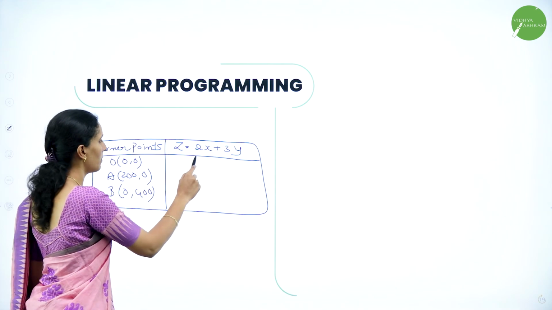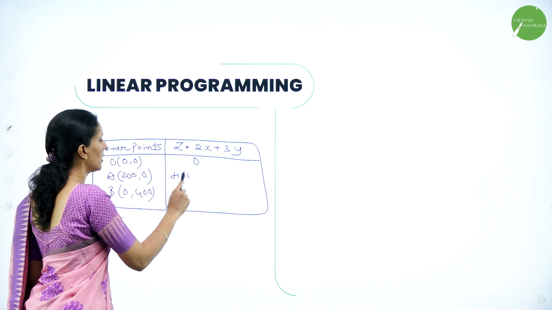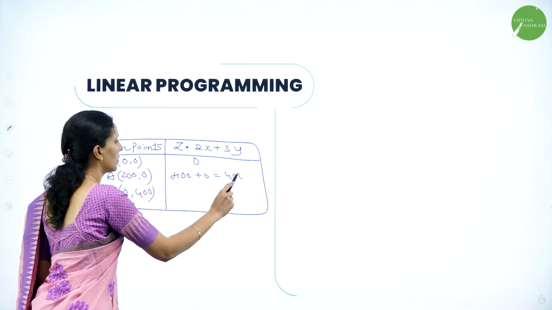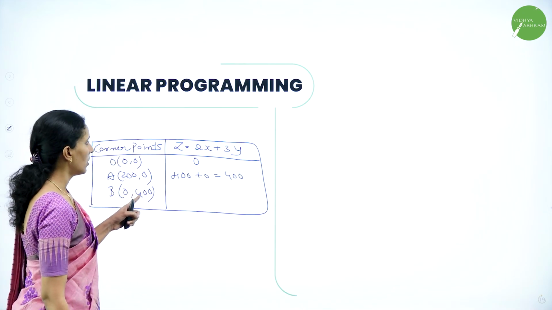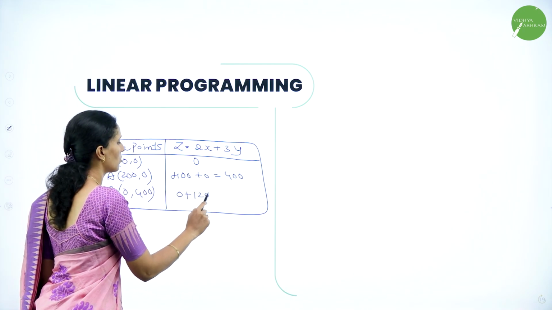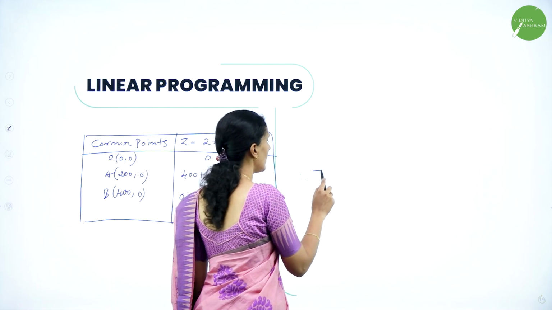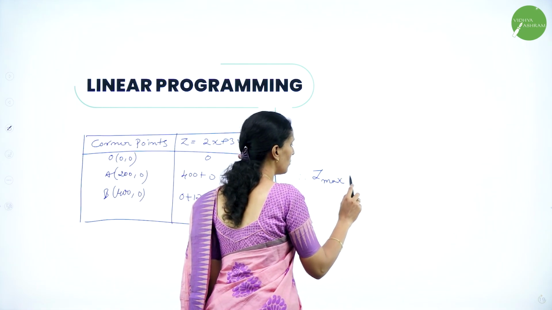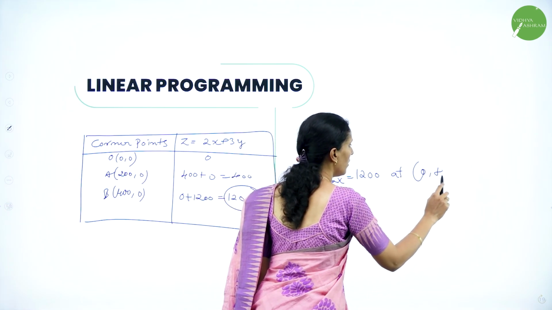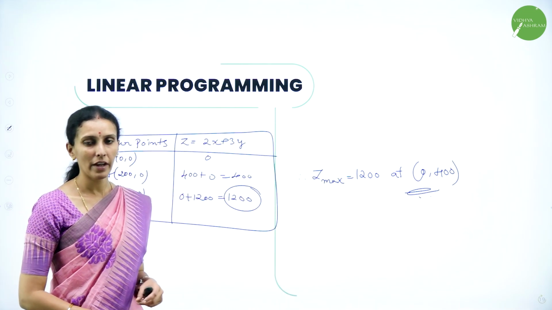At O both are 0, so Z becomes 0. At A, x is 200, 2 times 200 is 400, plus 0, so the answer is 400. Next, at B, x is 0, so 3 into 400 is 1200. So the value is 1200. Therefore, Z has a maximum value of 1200 at the point 0, 400. So this is the optimal solution for the given LPP.